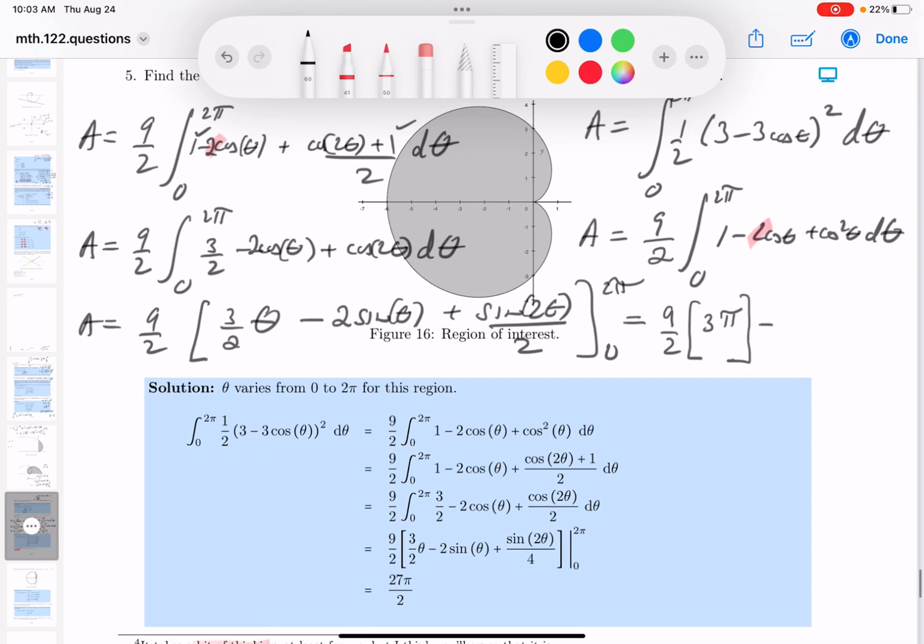And then minus 9/2, and I'm going to plug in the 0. Well, every term gives me 0 then. So I think I have my answer. We'll check the key in a moment. That's going to be 27 pi over 2. And we're done. Next question.